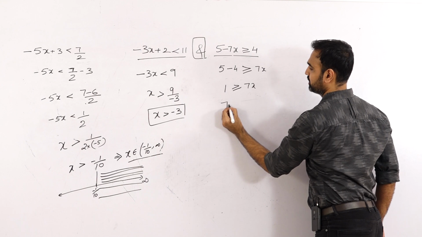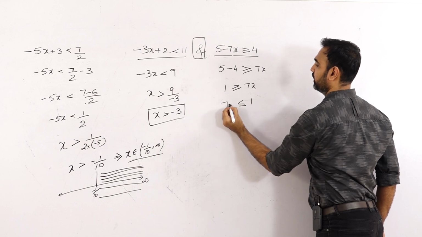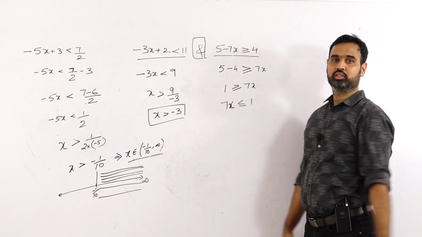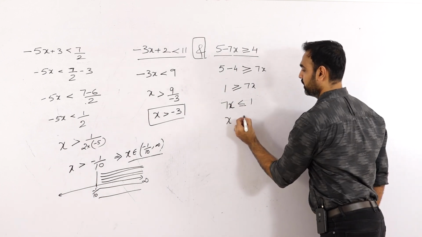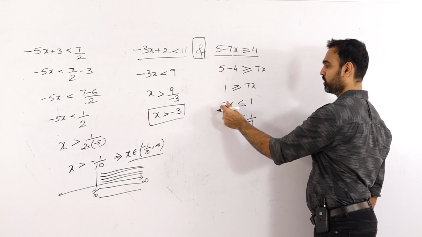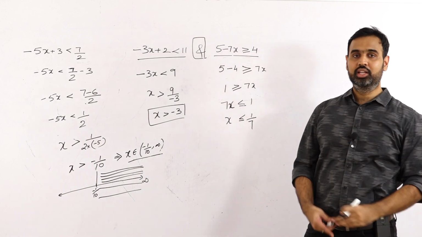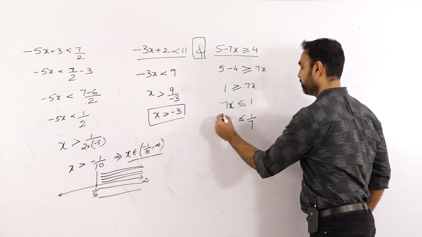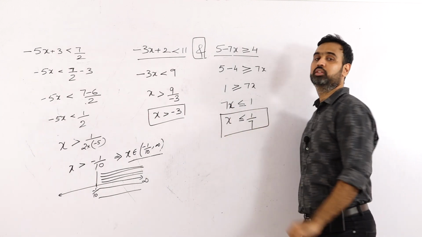Or if I write 7x is less than or equal to 1. So if I write 7x here, 7x is less than or equal to 1. So what is x? Less than or equal to 1 by 7, because we are moving a positive value to the other side, the inequality remains unaffected. So x is less than or equal to 1 by 7 is the second solution.